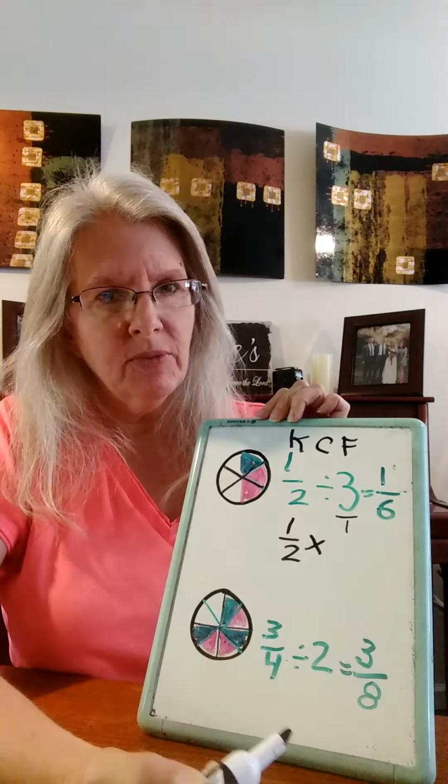So to solve it, 1 times 1 is 1. 2 times 3 is 6. 1/6 is my answer. That's exactly what we got when we drew the picture. Alright, let's look at our next one.